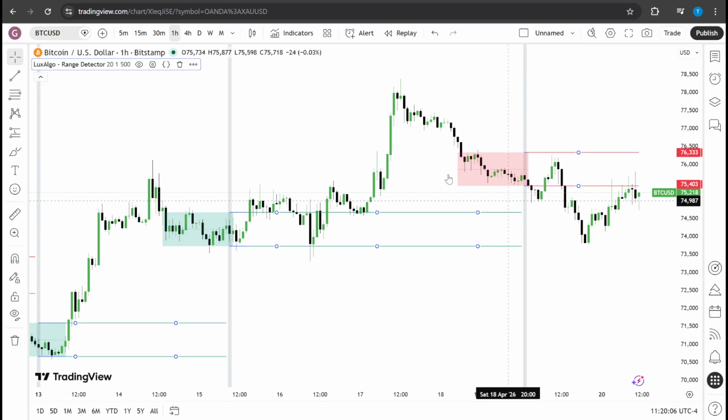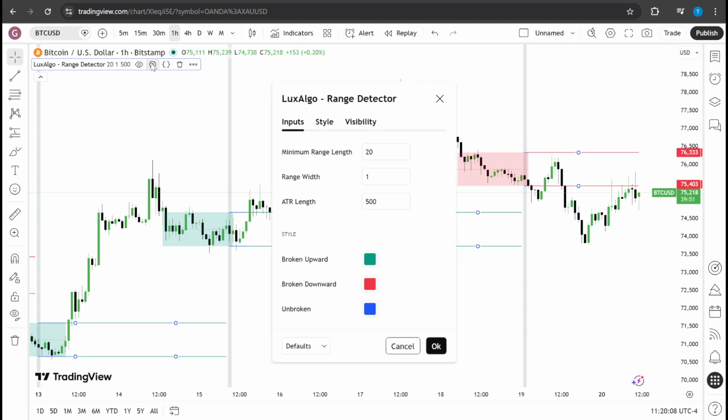To tailor the indicator to your style, you can adjust 3 main settings. The minimum range length dictates how many bars are needed to confirm a range. The range width acts as a multiplier for the ATR. Lower values will find very tight, narrow ranges, while higher values allow for more volatility within the zone. Finally, the ATR length determines the lookback period for volatility calculations.